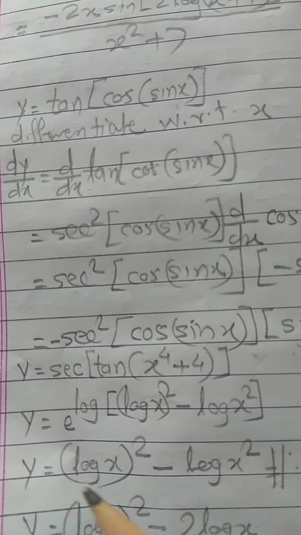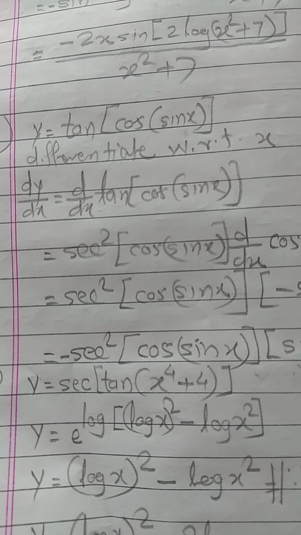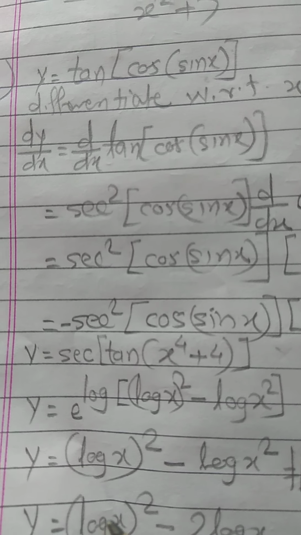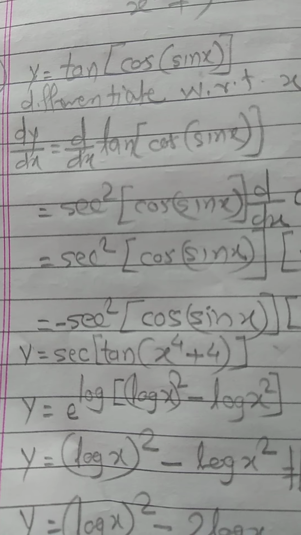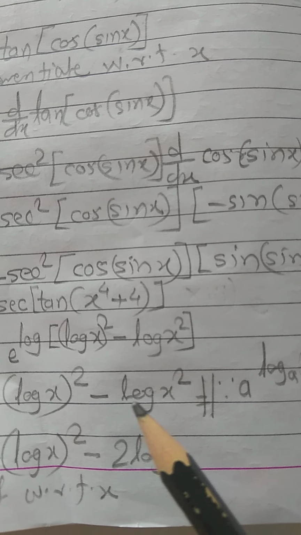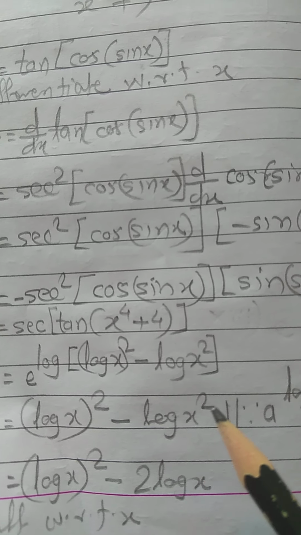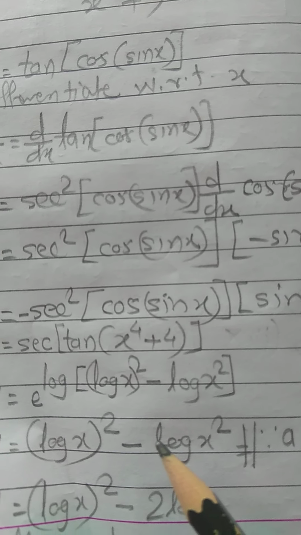Now we can take the derivative easily. This is of the type x square, so it will be 2x, and the derivative of log x will be 1 upon x. See here, firstly we have to simplify more. That log of x square is nothing but 2, which will be the coefficient of log.